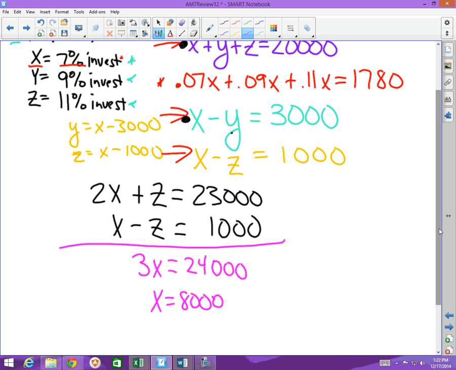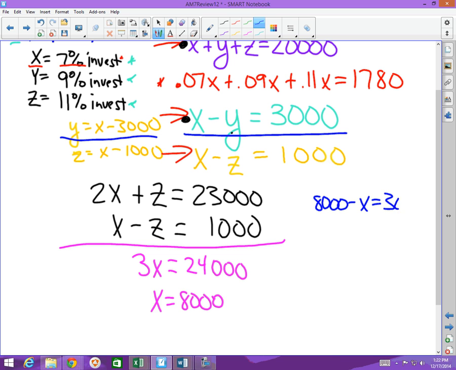And so if x is 8,000, then I would go to this equation right here, or even this one over here since you changed it. Either way, you have 8,000 minus x equals 3,000. So x is 5,000. Oh, got that backwards. No, it's y.